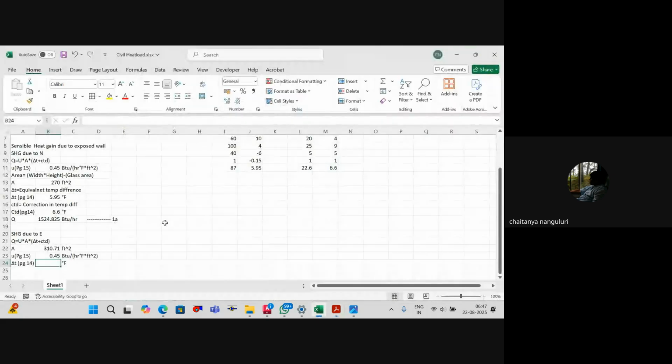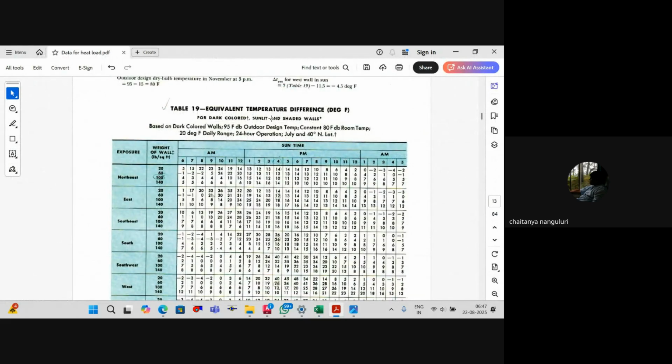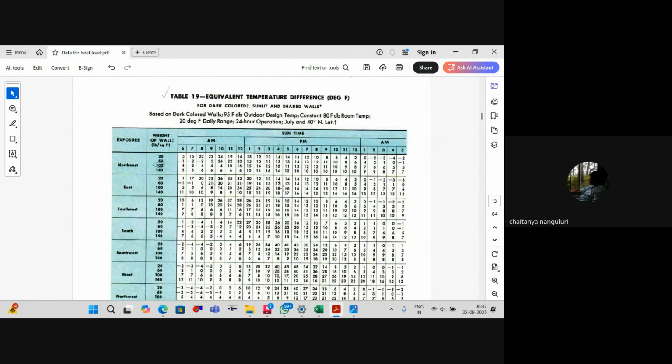What is the page number? Delta T is East, page number 14, right? So equivalent temperature difference. Now, what is the direction we have to take it as? East direction. See it at 4 p.m.